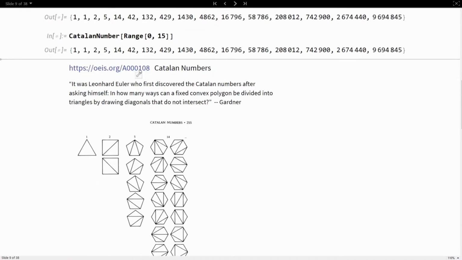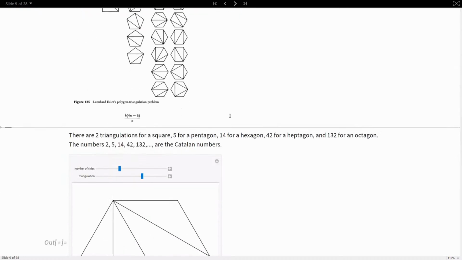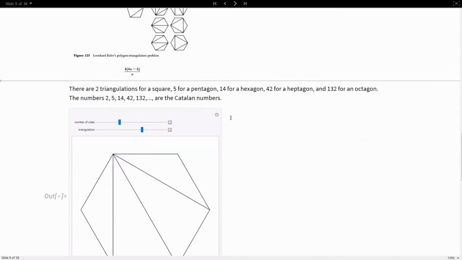And the index for Catalan numbers in OEIS is 108. And as Gardner mentions in the column, it was Euler that first wrote out the Catalan numbers, looking to see how a polygon can be divided into non-intersecting triangles. And he found the sequence 1, 2, 5, 14. And then he came up with a formula for how to generate that sequence.